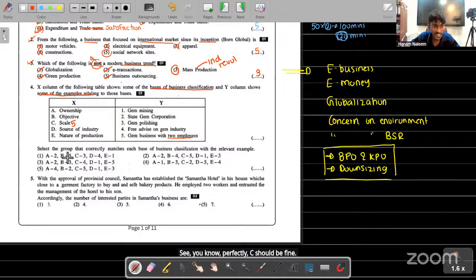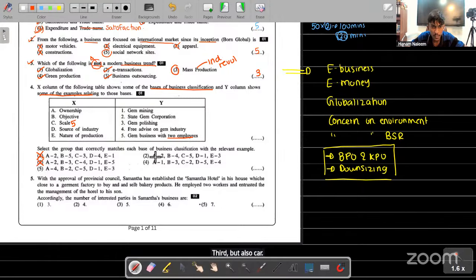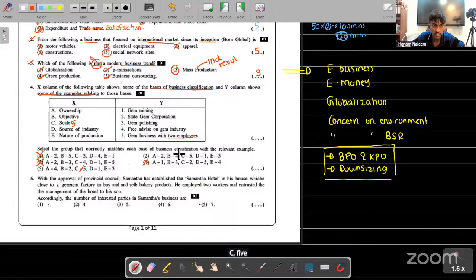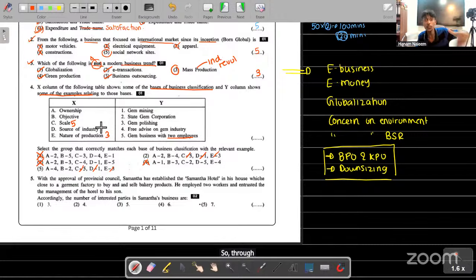Now go and see the option where the option says C is 5. So you can't take the first one because C is 3. The third one also can't. Either it should be the fifth one or the second one. You can't take the fourth one. Only in the fifth one and the second one you have C as 5. Here C5, here also C5. Both same. D1, D1. Both same. E3, E3. Both same. So here you can obviously say D is 1, E is 3. So through the answers, you gave another answer.